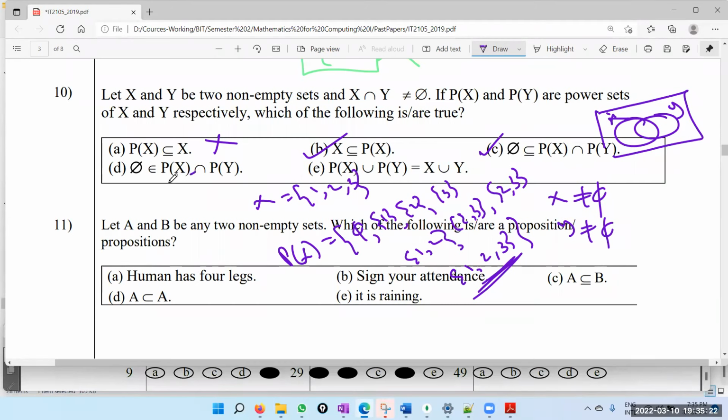So this says phi is a member of power set of x and power set of y. Always your power set has phi as a member. Here also phi as a member. So therefore that intersection must also have the phi. Therefore this is correct.